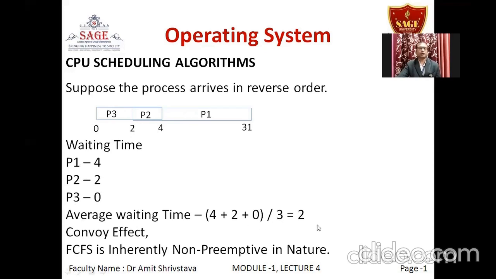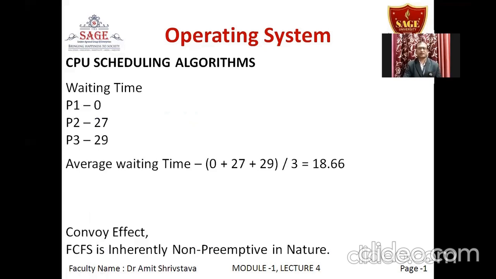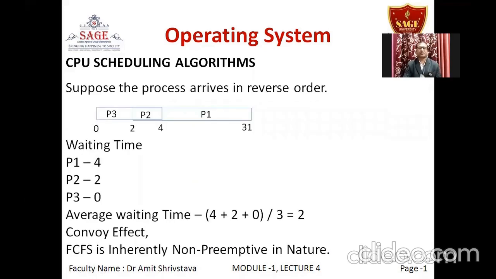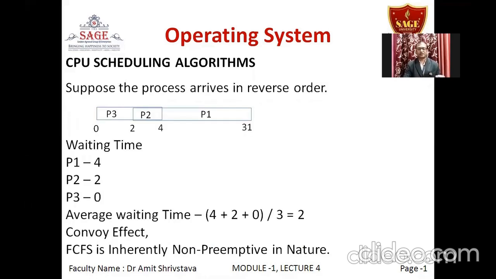It is coming to be equal to 2. Now let us again consider the previous example. Here the average waiting time was 18.66, and here the average waiting time is 2, drastically reduced. In the previous case we required nine times more waiting time. Though the scenario is the same, the CPU burst is the same, the processes are the same, only the arrival sequence has been changed. But this has decreased the efficiency of my system.